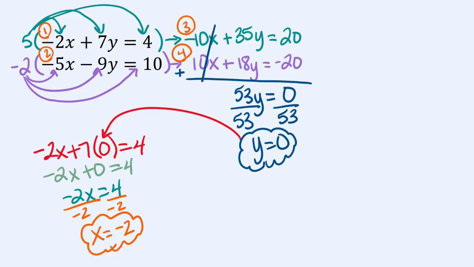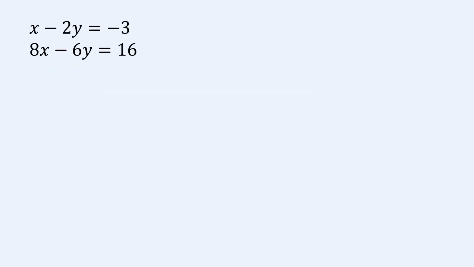Having the cloud of importance around x equals negative 2 and y equals 0 is all great and fantastic, but it's not how we write the final answer. Our final answer is going to be negative 2, comma 0. That's what we put our box around. That is the final answer. So let's go ahead and look at another one.